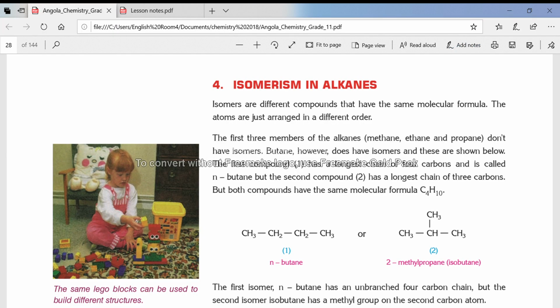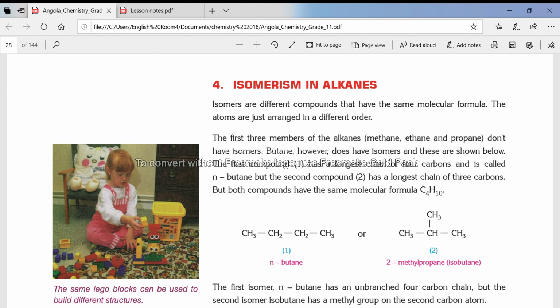Okay, so let's move on. The first three members of the alkanes, methane, ethane, and propane, don't have isomers, because we only have 3 carbons and they can be ordered in only one fashion. Butane, however, does have isomers, and these are shown below. The first compound has the longest chain, with 4 carbons, and it is called n-butane.